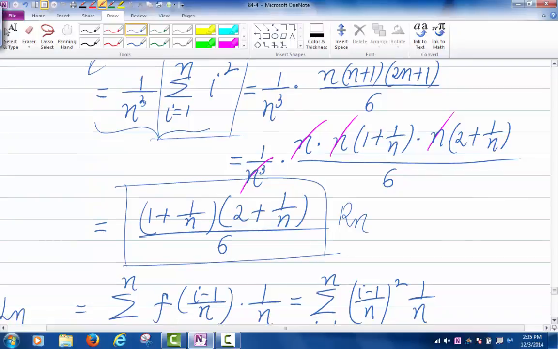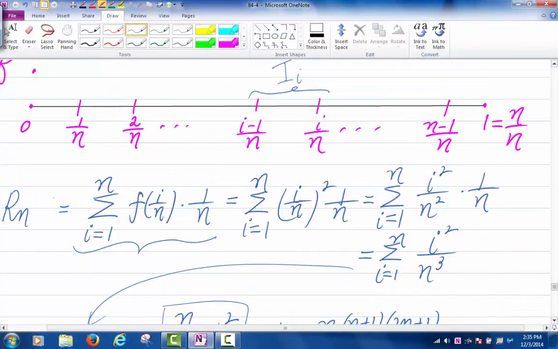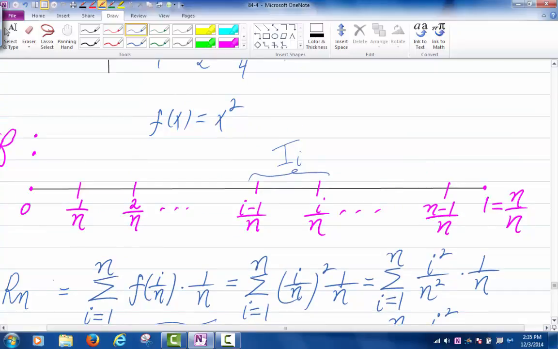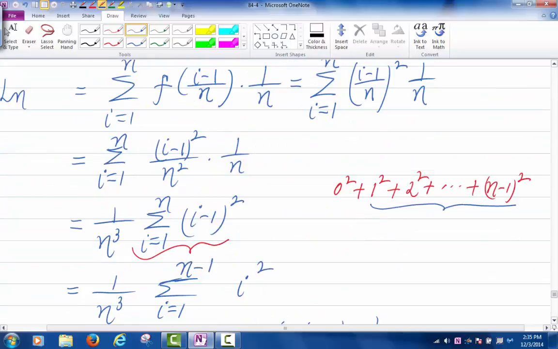How do I evaluate ln? Same thing. For ln, for the ith subinterval, what is the ith summand in ln? In ln, the ith summand is f of I minus 1 over n times 1 over n. Instead of evaluating f at the right hand point, I have to evaluate at the left hand point. So I evaluate f at the left hand point, I minus 1 over n times 1 over n. The sum goes from 1 up to n.